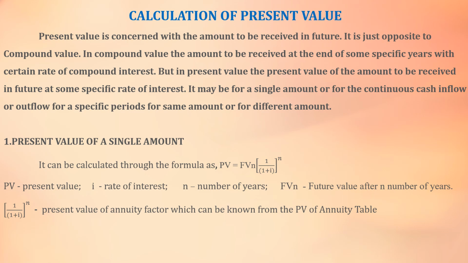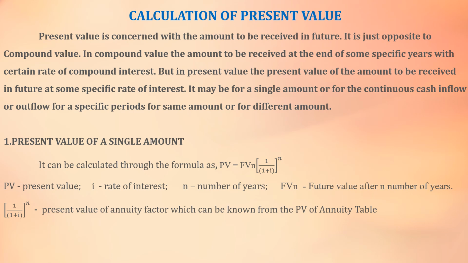Calculation of present value. Present value is concerned with the amount to be received in the future. It is just opposite to compound value. In compound value, the amount is to be received at the end of some specific years with a certain rate of compound interest. But in present value, we find the present value of the amount to be received in the future at some specific rate of interest. It may be for a single amount or for a continuous cash inflow or outflow for specific periods, for the same amount or for different amounts.